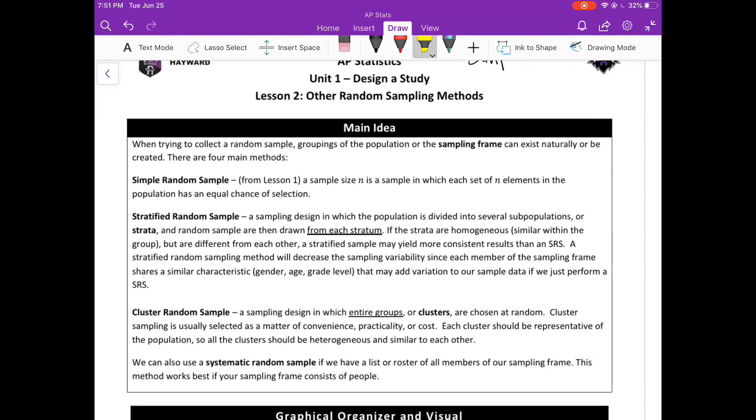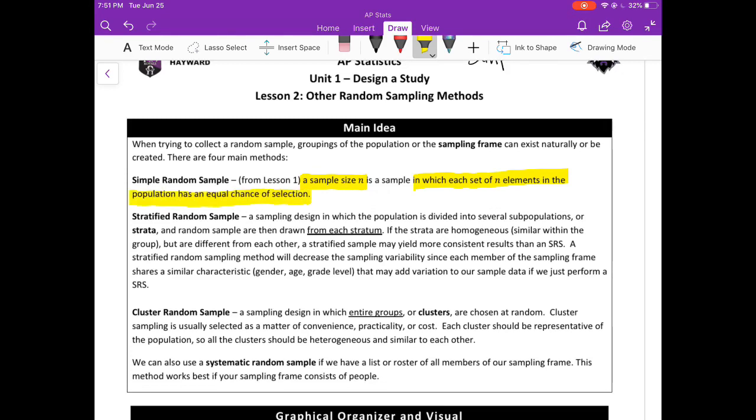When trying to collect a random sample, grouping of the population or the sampling frame can exist naturally or be created. There are 4 main methods. Simple random sample, which we learned from lesson 1, again, is a sample of size n in which each set of n elements in the population has an equal chance of selection.